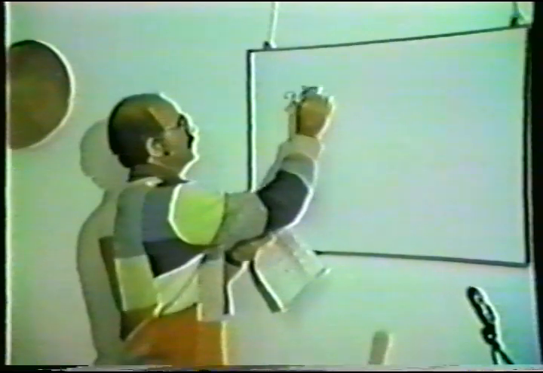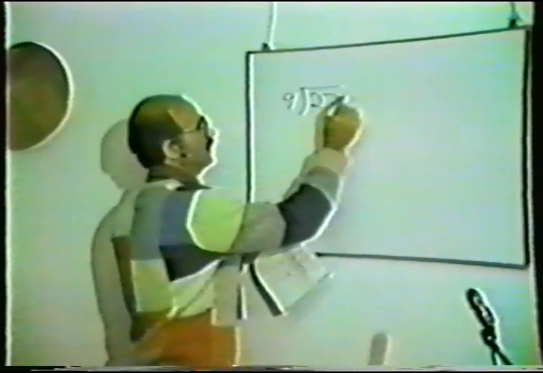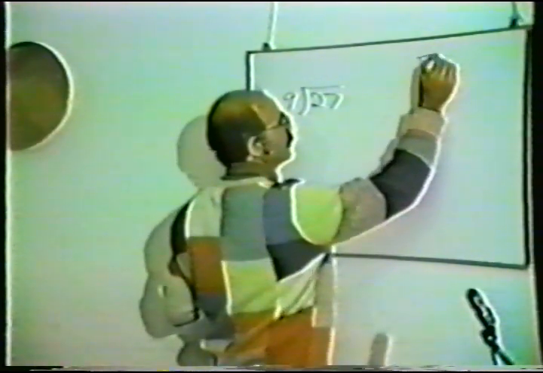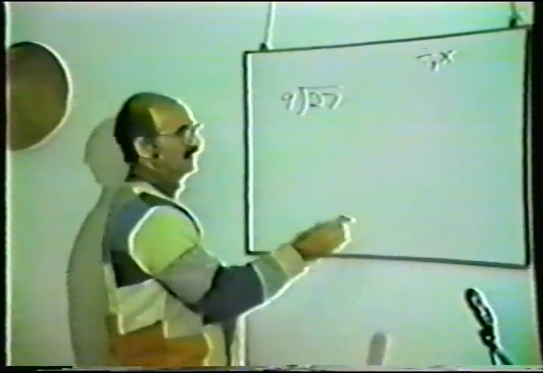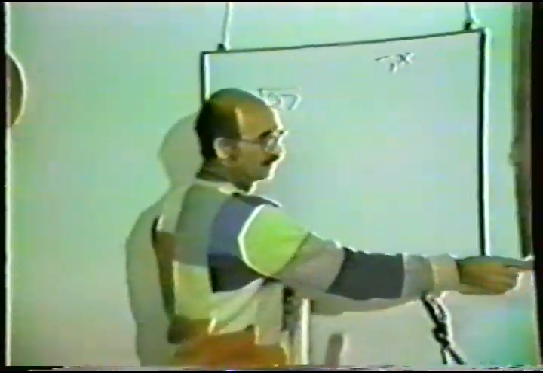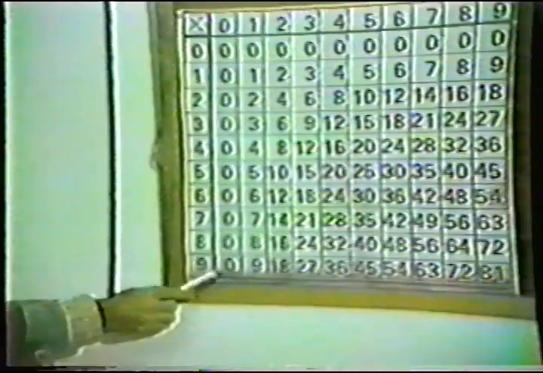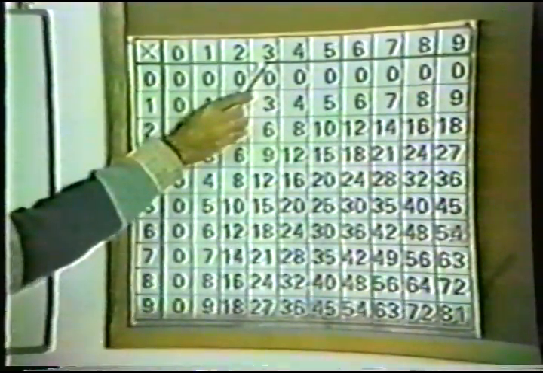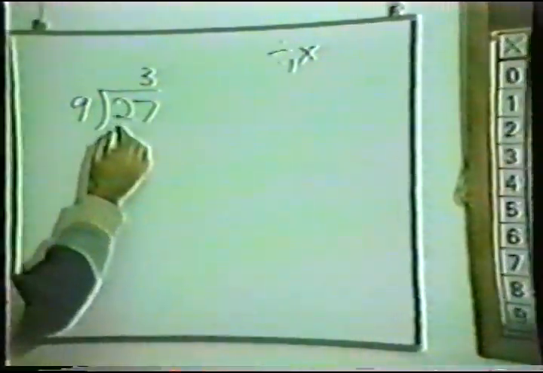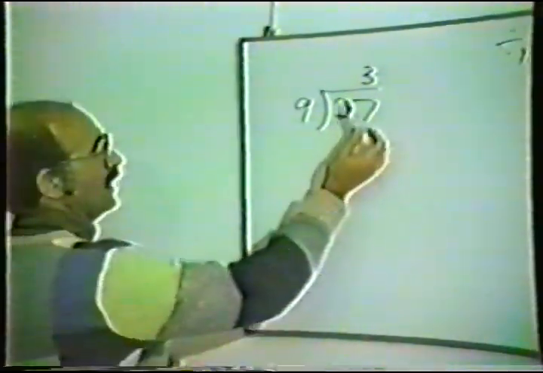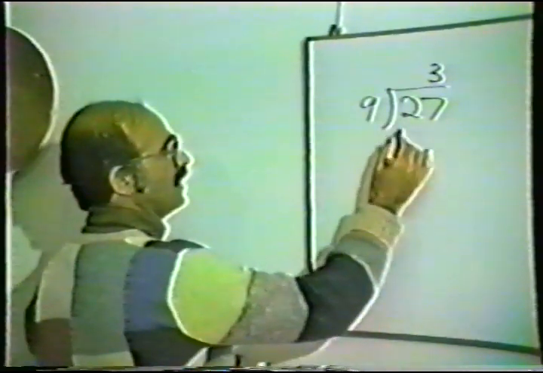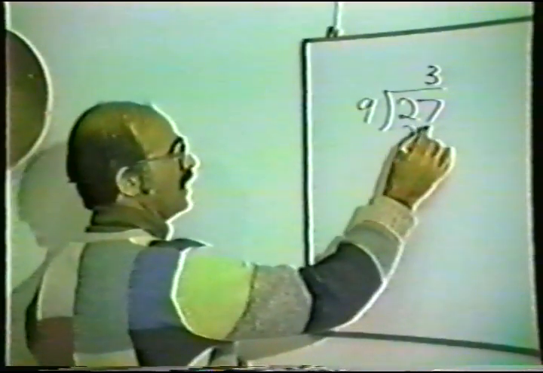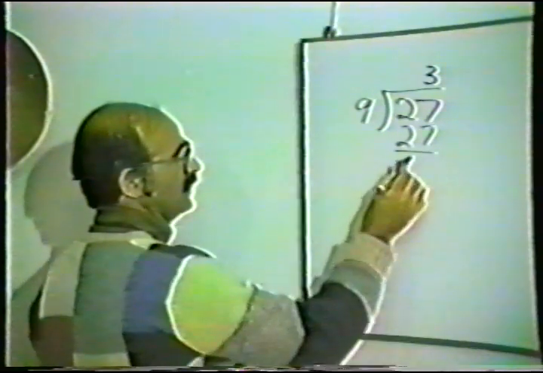Nine into 27. All the way down here at the bottom. 9 into 27 is 3. 3. You went up to get the answer, put the answer up. And 3 times 9 gives us back our 27.